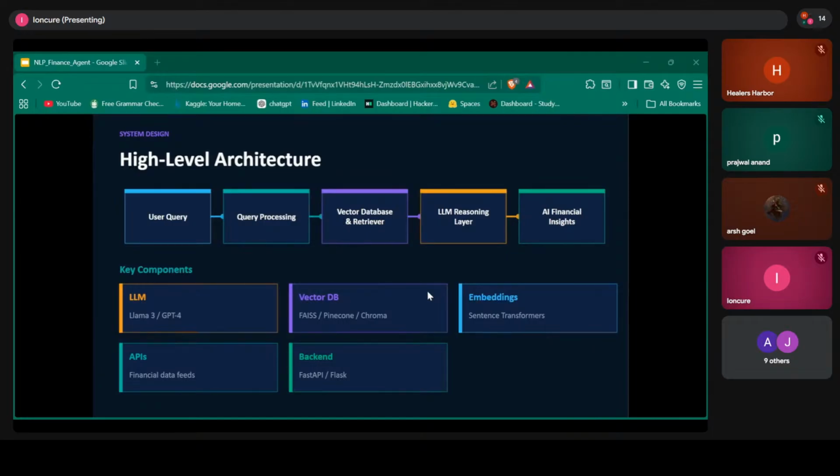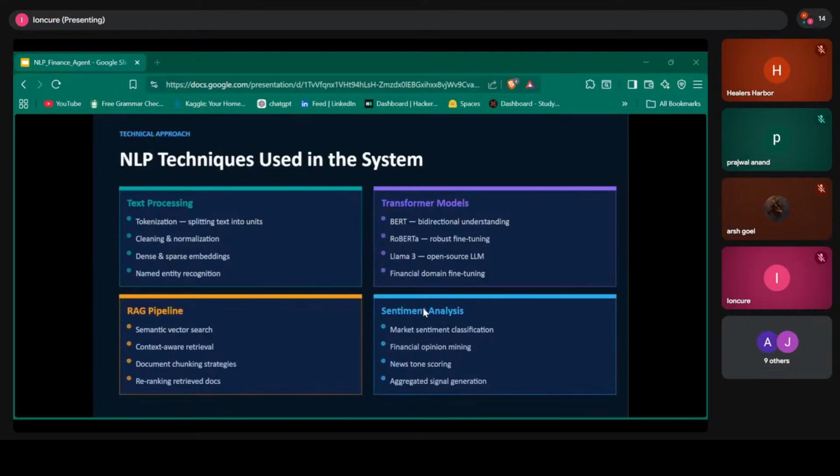The key components powering this are an LLM like Llama 3 or GPT-4, a vector database like Pinecone or ChromaDB, and sentence transformer models for generating embeddings, financial data APIs as the data source, and FastAPI or Flask for the backend serving layer. So let's go one level deeper into the NLP techniques that power this system.